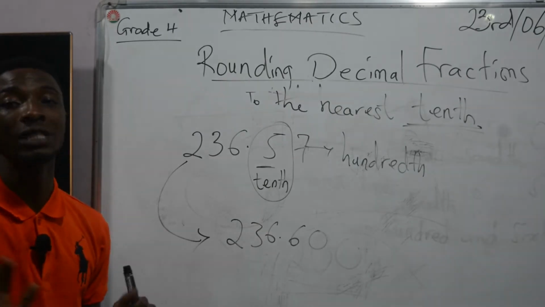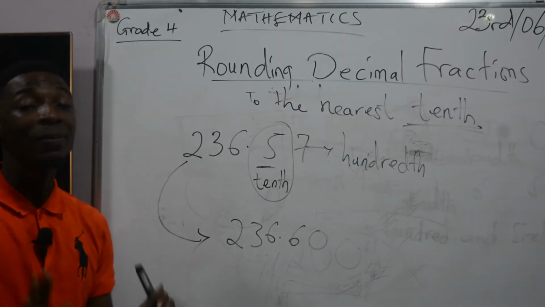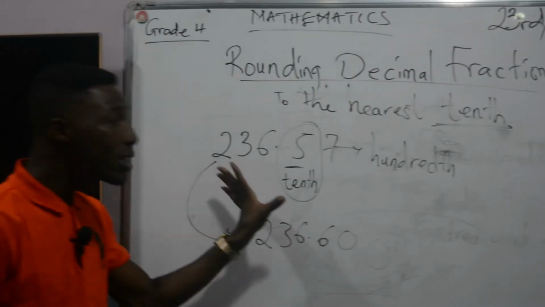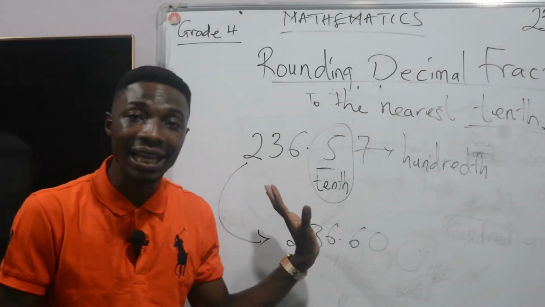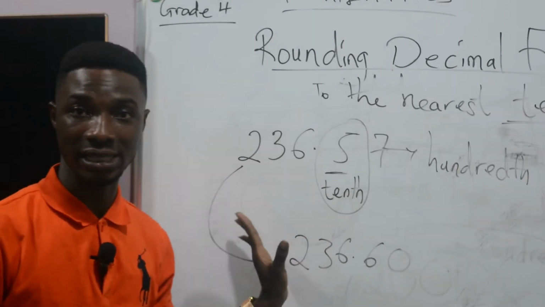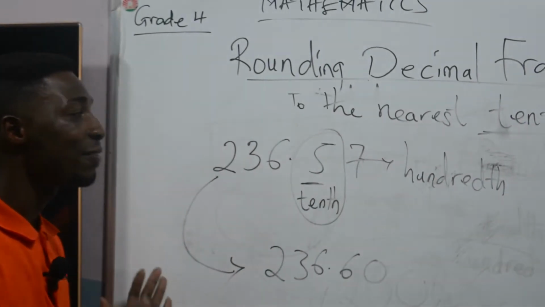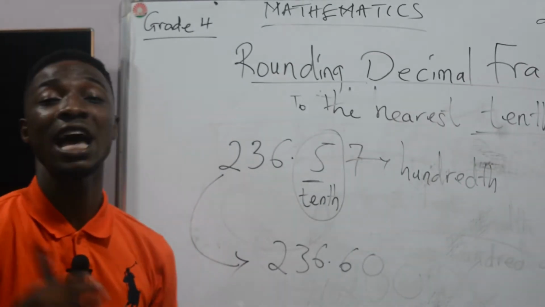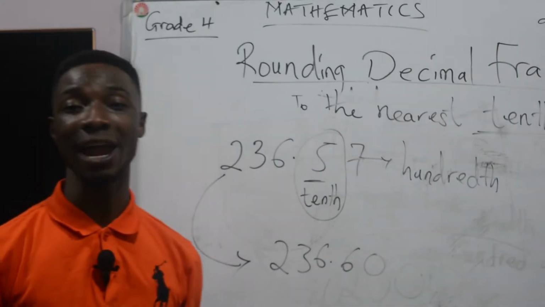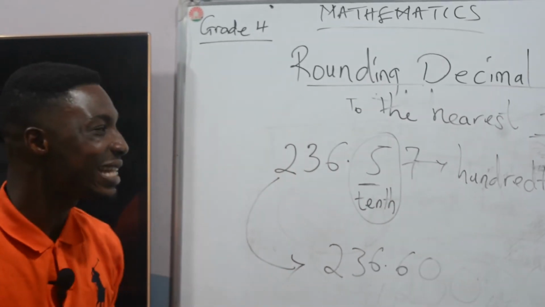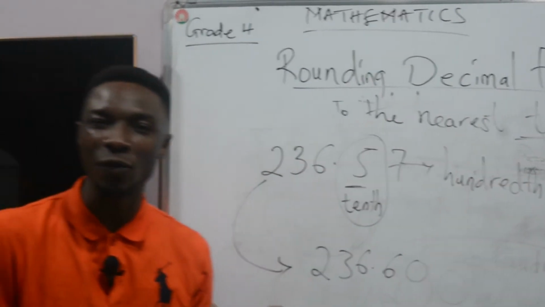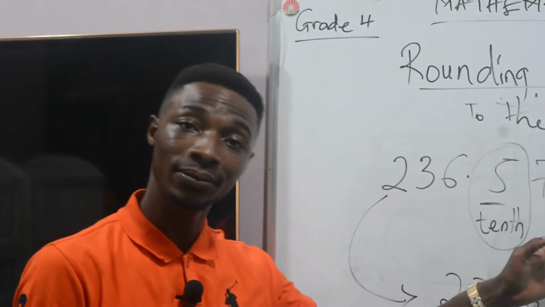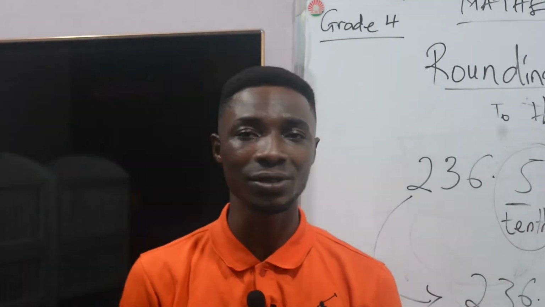The same rules apply. I believe you have it just at your fingertips. You look at the number, check the position of interest. After checking the position of interest, then you look at the number just after it. So which number is just after the 5 or the tenth position you are talking about? It's 7.